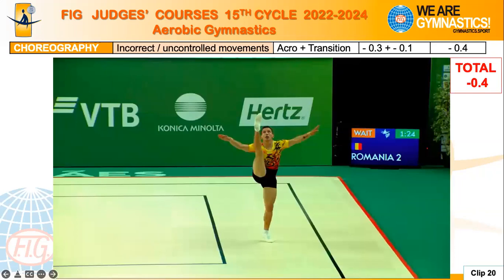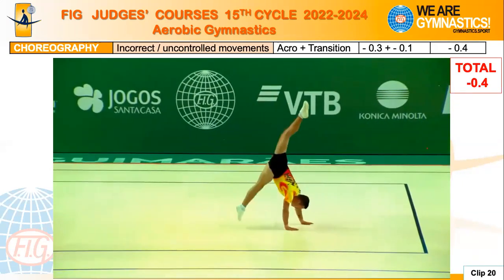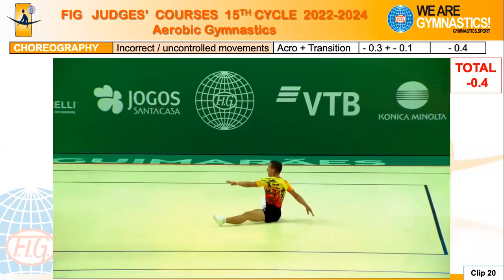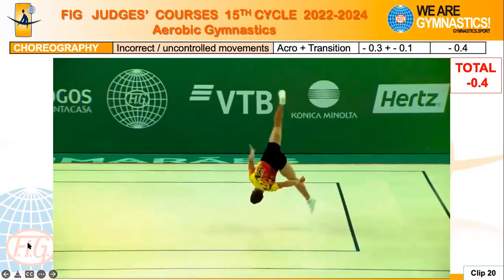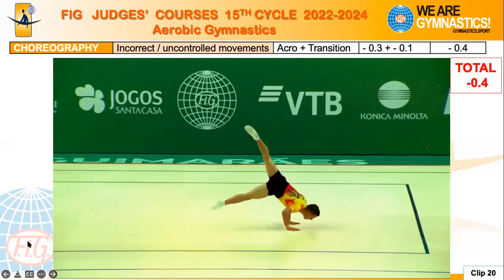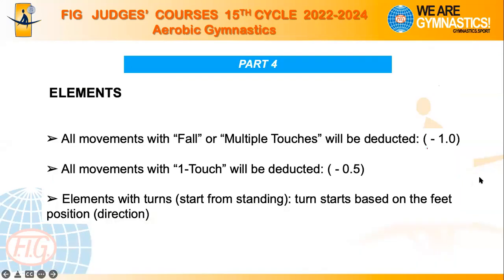Okay, incorrect, uncontrolled movements of acro and transition. Now this is a medium and small. Uncontrolled means he was almost losing balance with the acro because he makes a hop and transitions. One more time. Okay, this is medium and small, total 0.4.